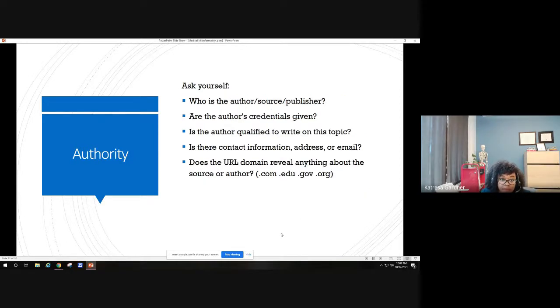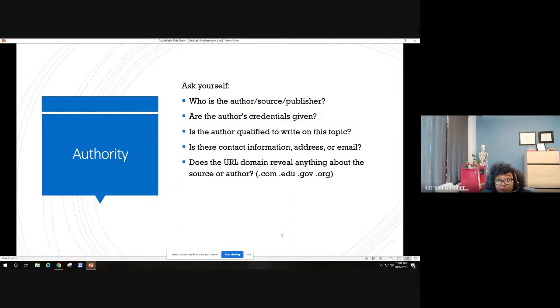Okay, the next step in evaluating information using the CRAAP method is looking at the authority. This is to say, look, who is the author? Look at the source, the publisher of this information. You want to check to make sure that you can see if there are credentials for the author that's presenting the information in the articles that you're looking at. And also, is the author qualified to write on the particular topic? Also, is there any contact information, address, or email contained within the information?